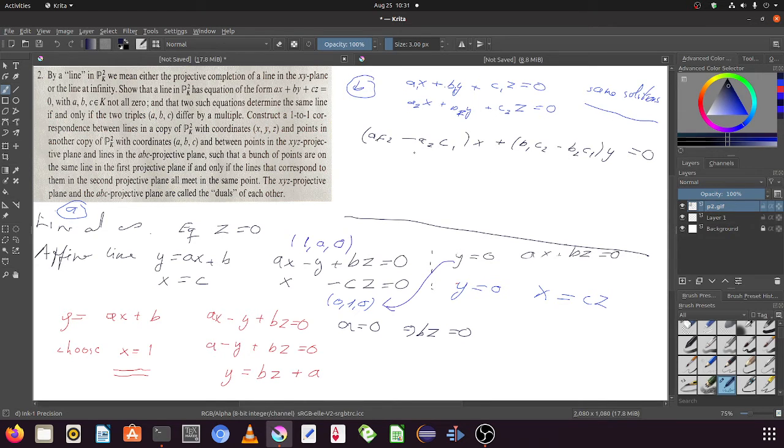Every line intersects the line at infinity. We've just shown that, even the line at infinity. So there is a solution at z equals naught. Oh, and there are affine solutions as well, many.